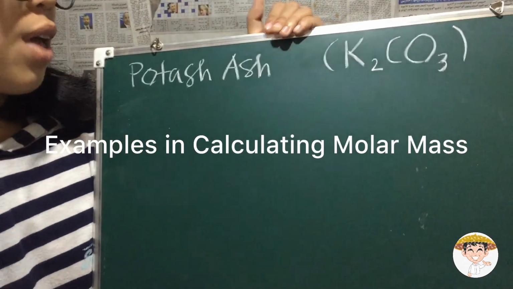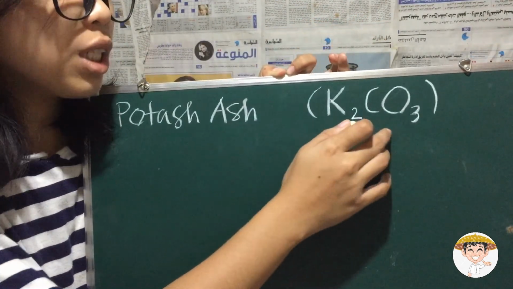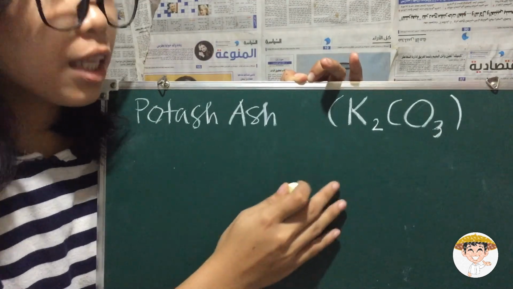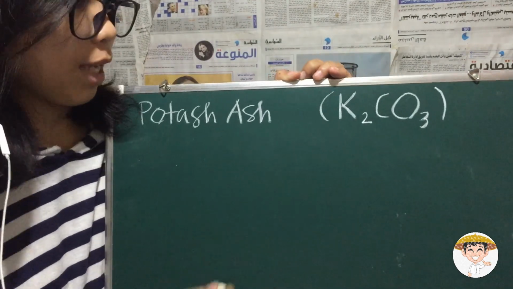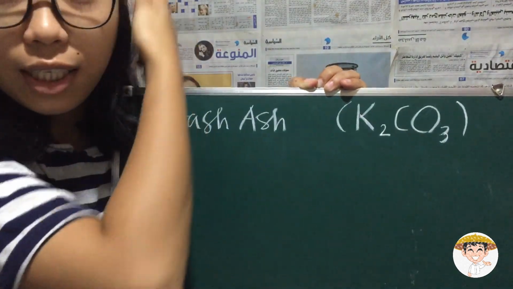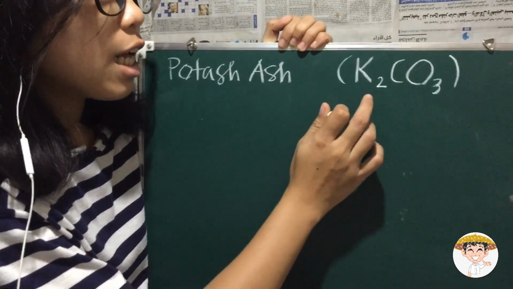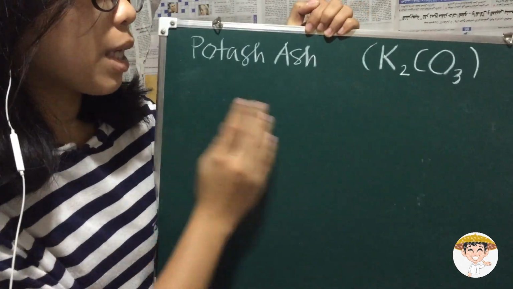Okay, so for example, we have potash, with the chemical formula K2CO3, and the chemical name for this is potassium carbonate. So we are going to get the molar mass or the molecular weight. So this is the process, the example. First we are going to, of course, get the chemical formula. Since we have the chemical formula, which is this one, we are going to separate each element.